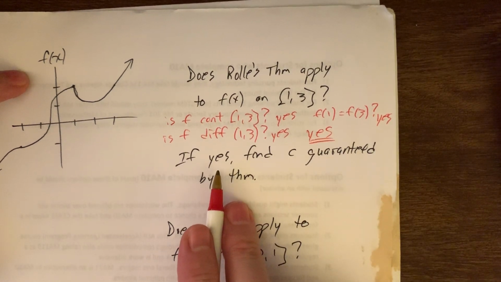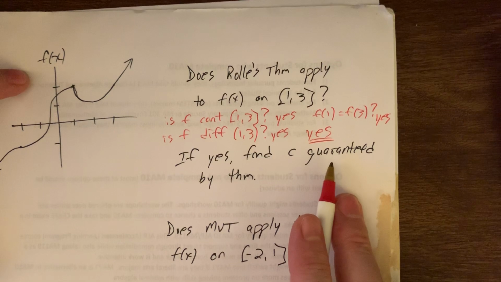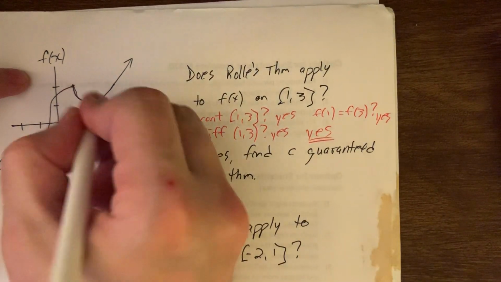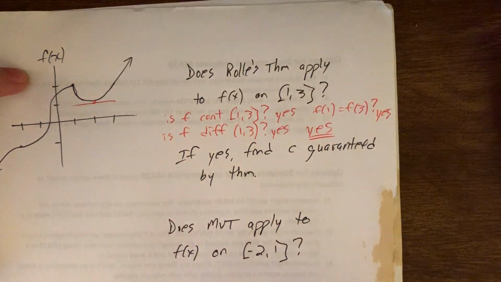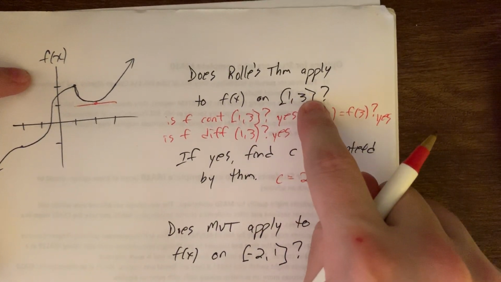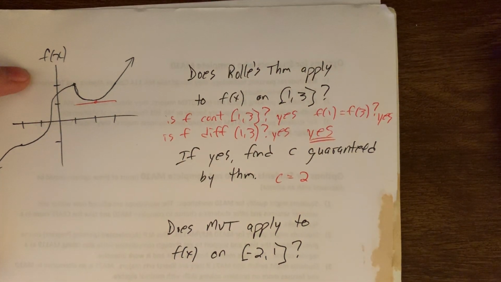So yes it did. Now let's find the c. The c is the value that has the horizontal tangent line, where the slope is 0. And that would be right here. All right, just looking, there's only one c value here. c would equal 2. 2 is a value between 1 and 3, such that the derivative at 2 equals 0.